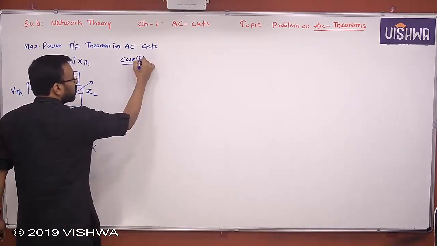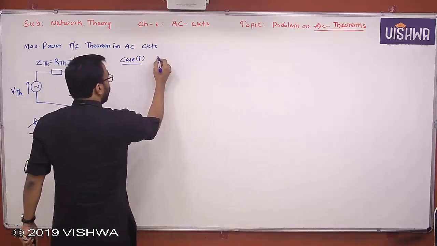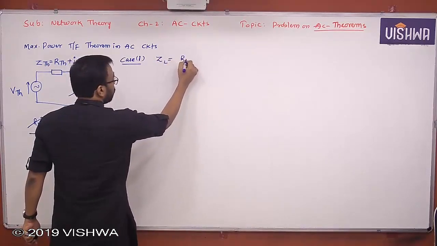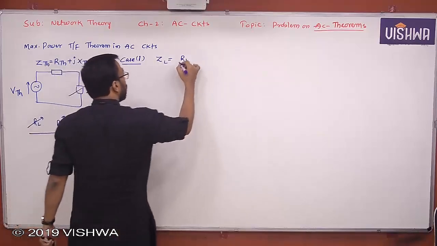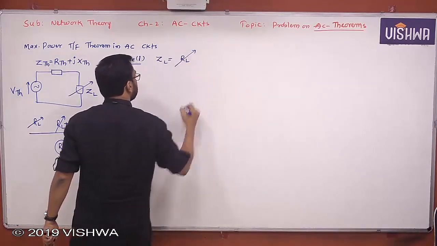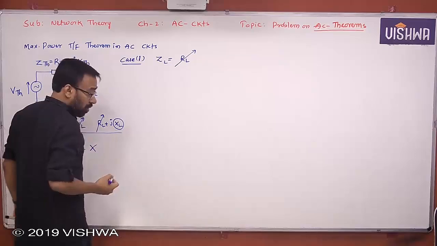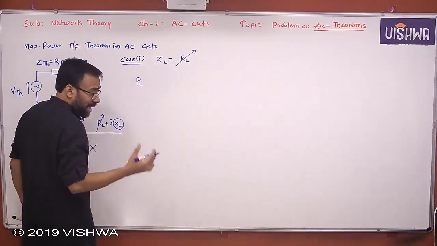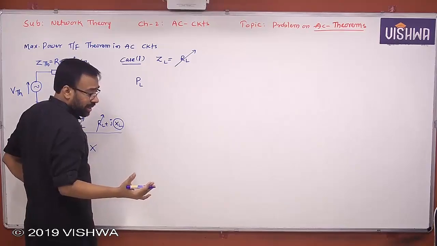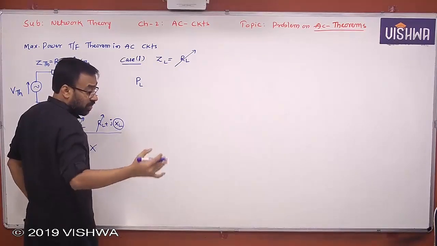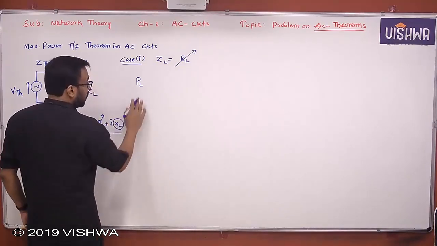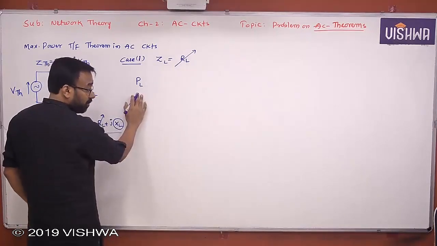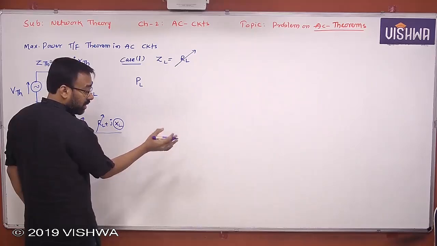Let me write case 1 here, something like this. The load consists of what? A pure resistor. Okay, and no doubt this is a variable one. Now, you obviously know that the simple mechanism of applying maximum power transfer condition is always to express that active power in terms of this variable, differentiate it, make the first derivative 0, and then find some condition.